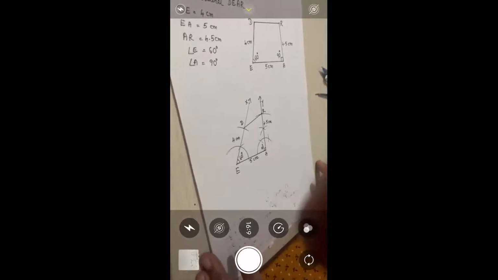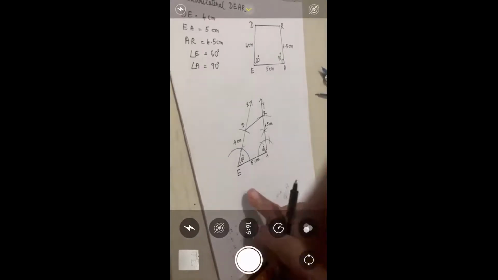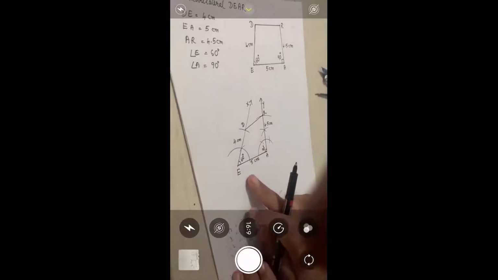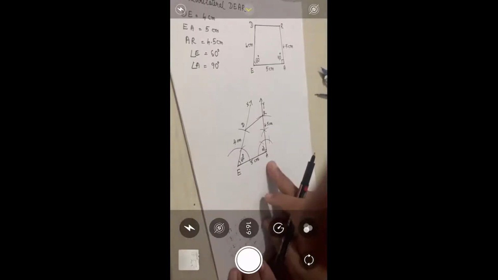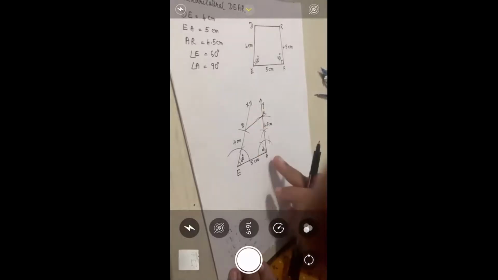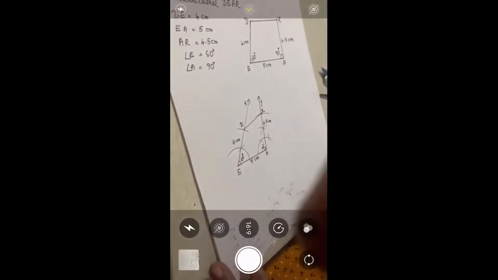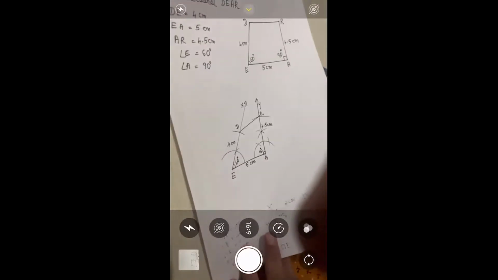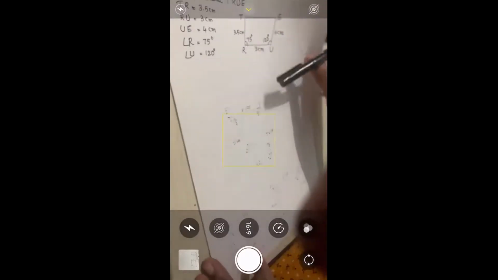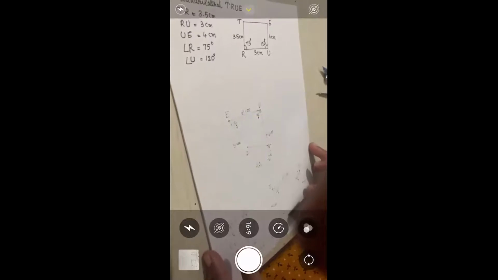So I think you understood. The same steps only. I'm just saying once more: draw line segment EA of length 5 cm. As we have explained, the same way, the same steps are written. At the last, I will show you both the question steps together. Now we are going to do question number 2.